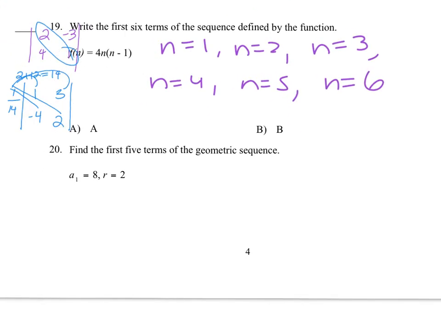All right, write the first 5 terms of the geometric sequence. So the R, remember geometric is you're multiplying by the same thing every time. So the common ratio, right? So if the common ratio is 2, then I'm going to take 8. I'm going to multiply it by 2, get 16. But 8 is my first term.